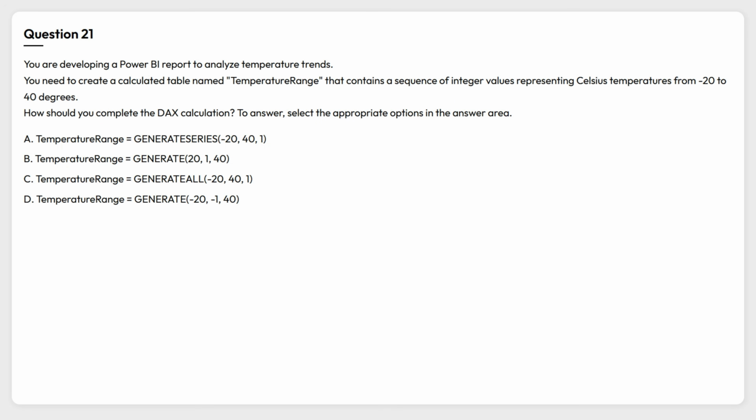Question number 21. You are developing a Power BI report to analyze temperature trends. You need to create a calculated table named temperature range that contains a sequence of integer values representing Celsius temperatures from -20 to 40 degrees. How should you complete the DAX calculation?